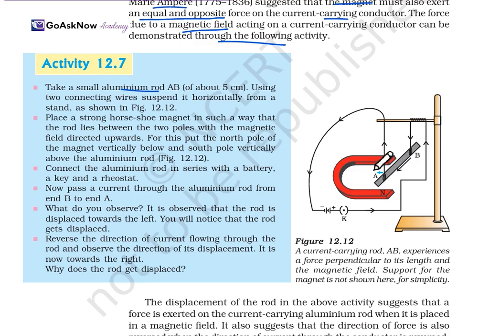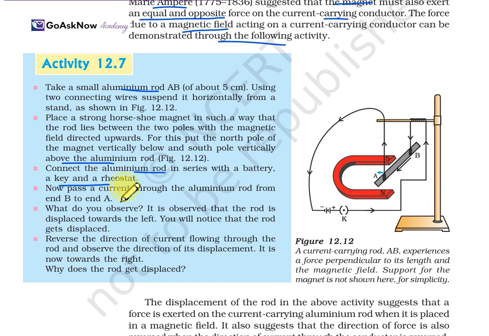So for this, put the north pole of the magnet vertically below, like this, you'll have to settle it, and the south pole vertically above the aluminium rod. Now connect the aluminium rod in series with the battery, key and the rheostat like this. You just connect it, make a circuit diagram.